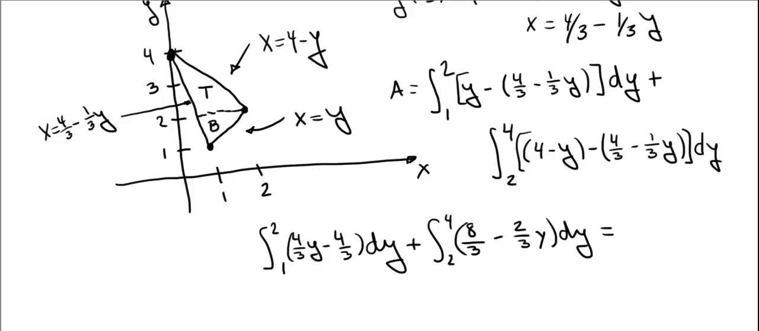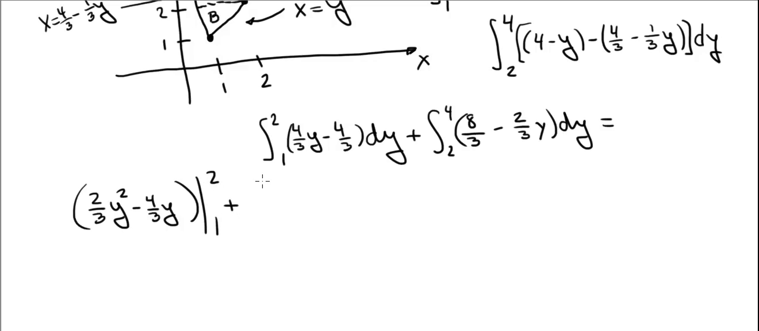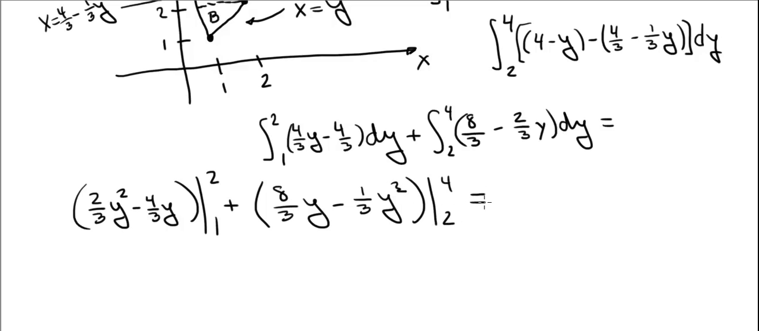We'll see that we also get 2. The integral of 4/3 y is 2/3 y squared minus 4/3 y, and that's evaluated from 1 to 2, plus the integral of 8/3 is 8/3 y. The integral of 2/3 y is 1/3 y squared, and that's evaluated from 2 to 4. So let's carefully plug these in. 4 times 2, we get 8/3 minus 8/3.